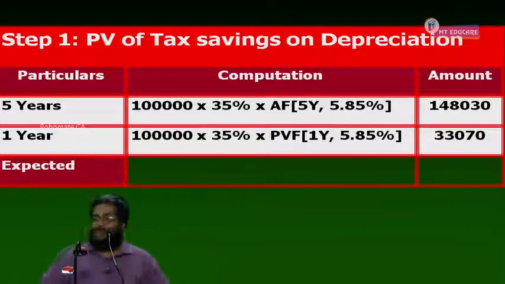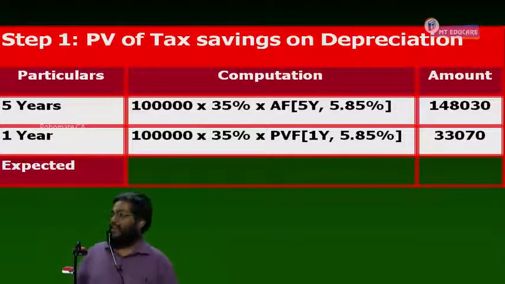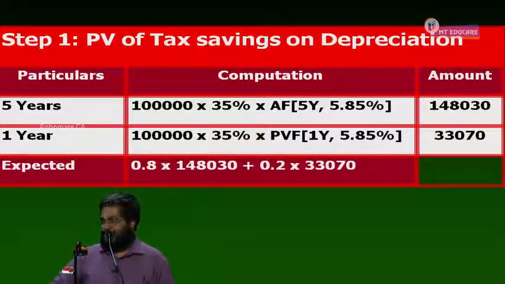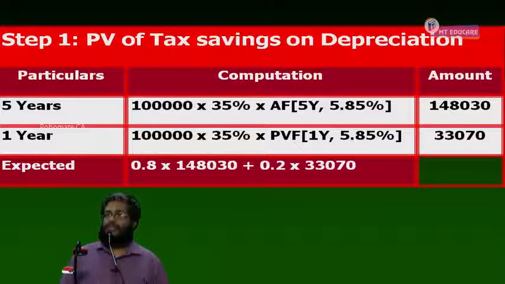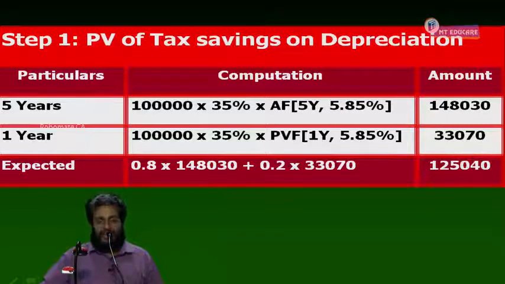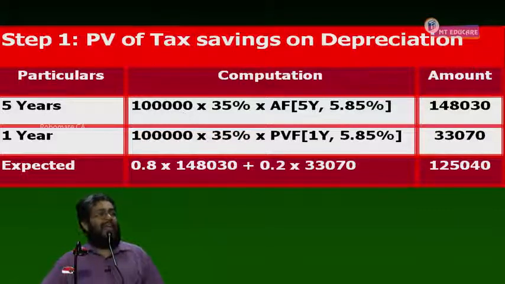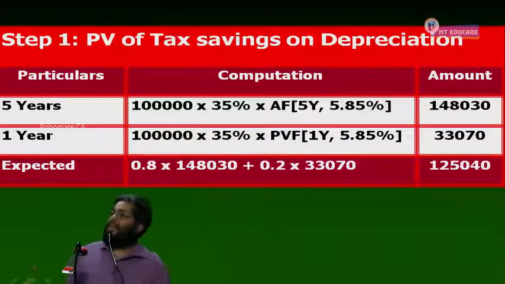Now write down expected. Expected is what into what plus what into what? 0.8 into 148,030 plus 0.2 into 33,070. What is the number? 1,25,040. This is the expected tax savings on my depreciation amount. Tell me why I use a 5.85% discount rate? Because all these numbers are going to be the same irrespective of whether the aircraft business booms or does not boom. Everybody following or not?